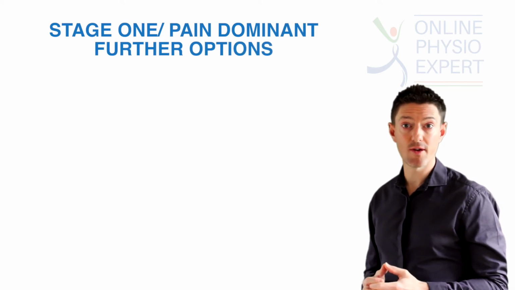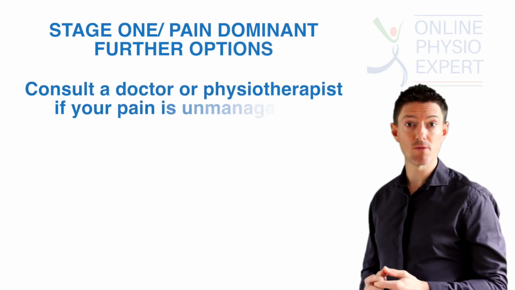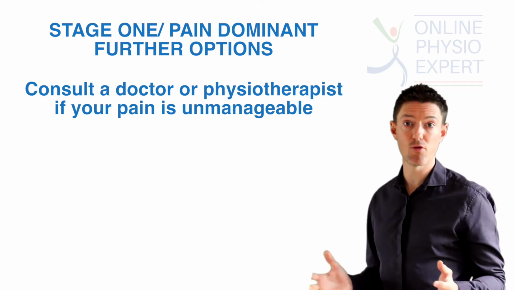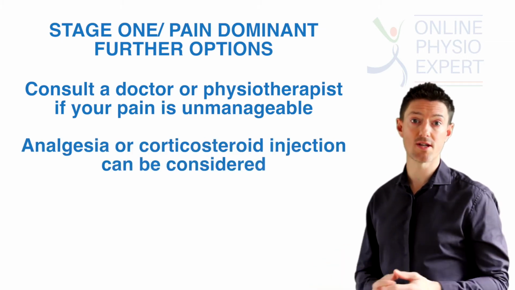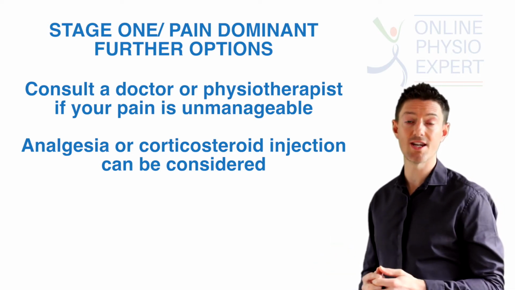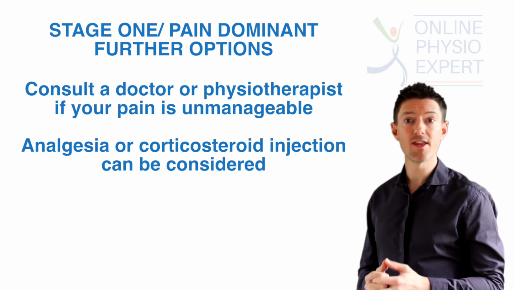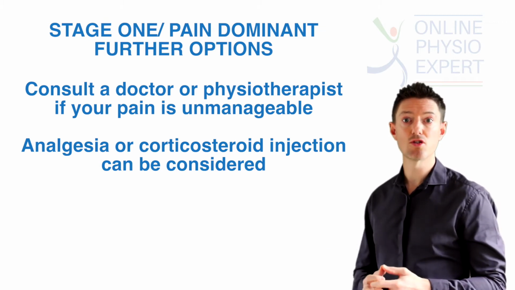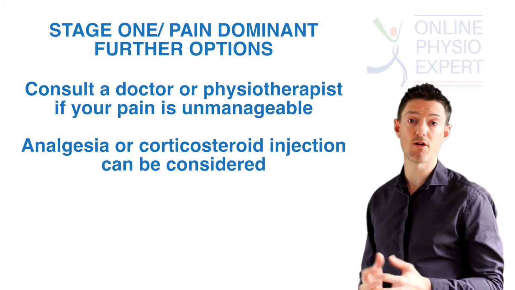For individuals who find their pain unmanageable at this stage, sometimes clinicians may recommend different forms of analgesia or a corticosteroid injection, which is essentially a targeted anti-inflammatory injection into the shoulder joint. These do all have possible side effects, so should be considered only when necessary with your clinician.